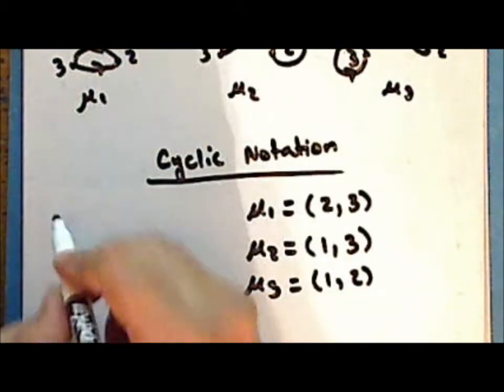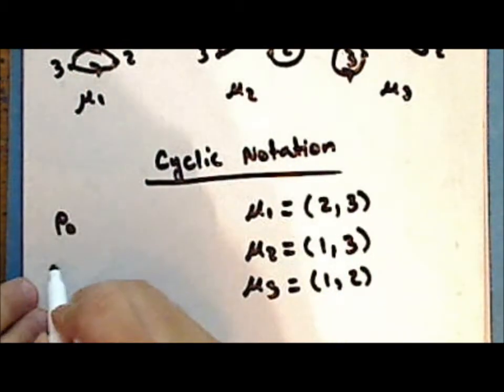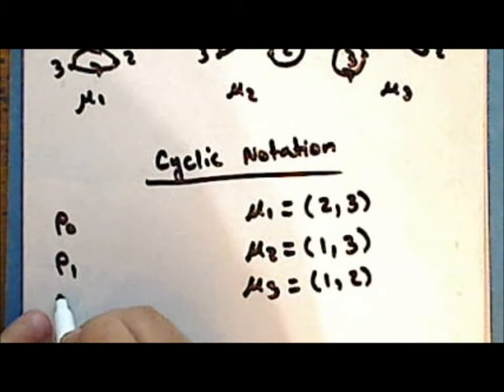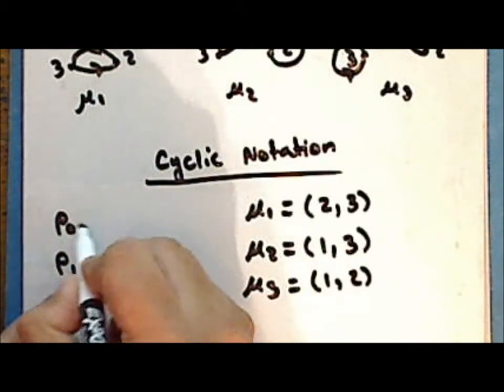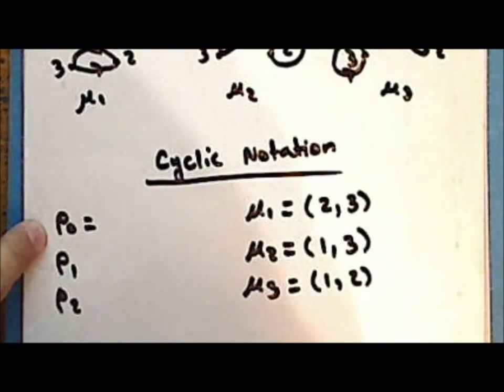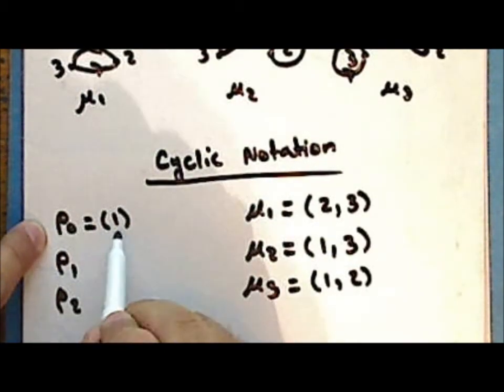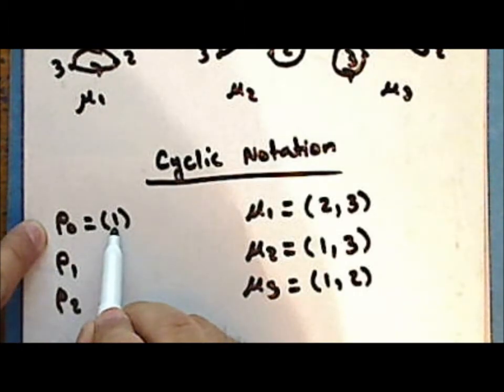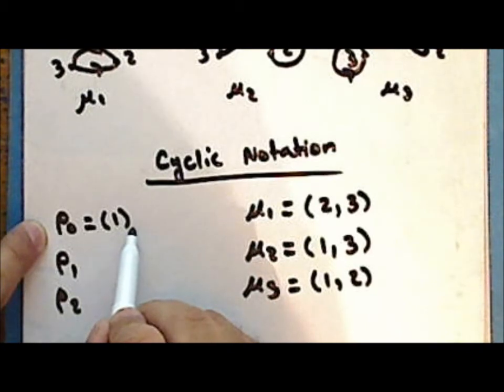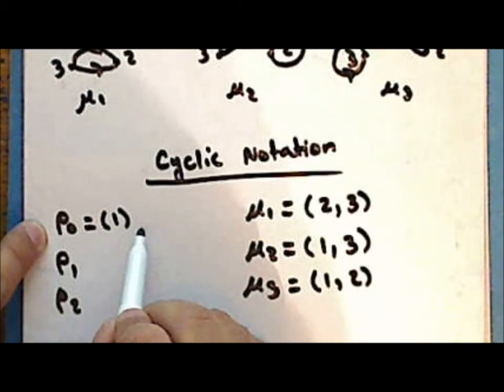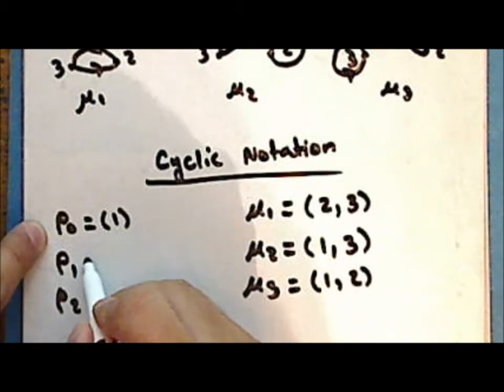So now if we look at rho sub naught, rho sub 1, and rho sub 2, for the identity, each element is mapped onto itself, and so we usually represent this way, where it shows that the element 1 is mapped onto itself, and this also implies that 2 is mapped onto itself and 3 is mapped onto itself.